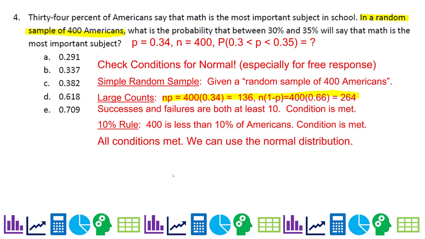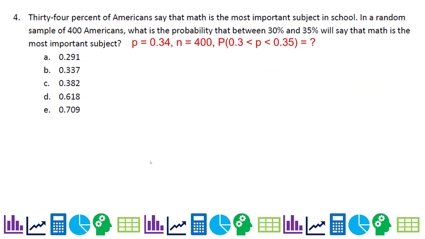So now we're going to get to the mathy part. Again, this whole piece here is like half of the points on problems. You must show that you're allowed to use the normal condition before you start using the normal distribution. All right. So when we're using normal distribution, we need a mean and we need a standard deviation. Well, we already know our mean is 0.34. So that's up here. So I don't have to go calculate that.